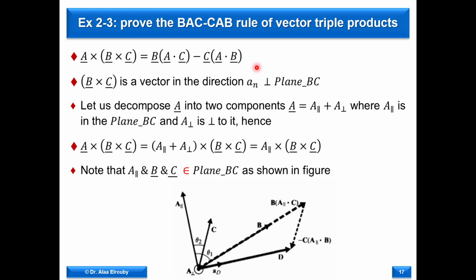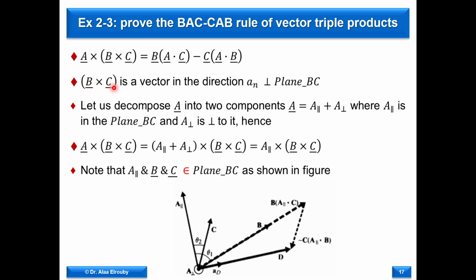We're going to use vector decomposition heavily in this example, and we are also going to use the properties and features of the dot product and cross product in this example. So it's very, very important to understand the details and the manipulation of vectors in this example. So what we are after is this rule. We need to prove this rule.